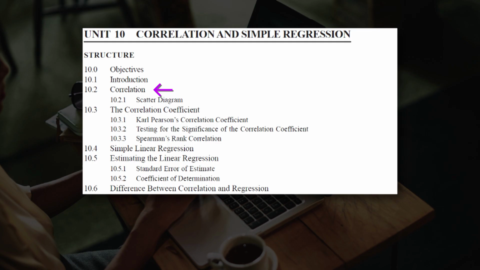Once we acclimatize with correlation, we will see how we can plot the scatter diagram, which is a very important way of plotting a diagram and getting the interpretation thereof. And then the correlation coefficient is there. The correlation coefficient could be the Karl Pearson correlation coefficient, testing for the significance of the correlation coefficient, or Spearman's rank correlation. These are the points which we are going to cover. Then regression analysis will be covered at a later stage, and then the differences between correlation and regression, which is a very important ingredient.